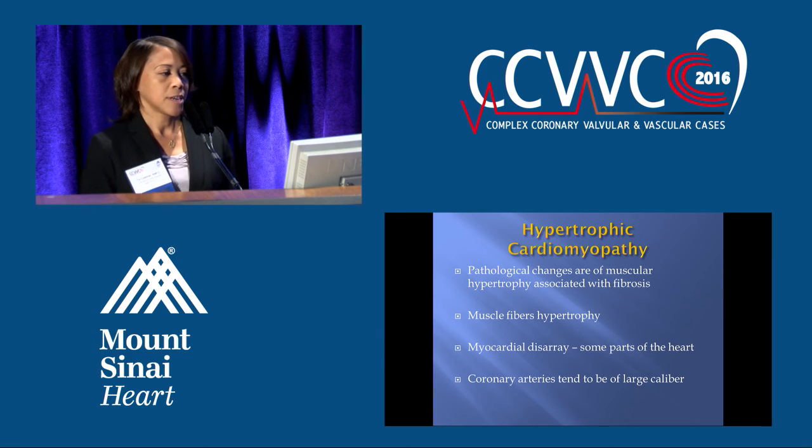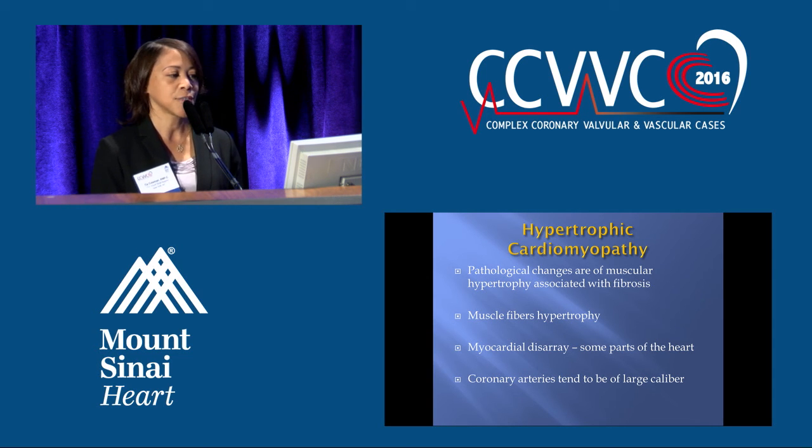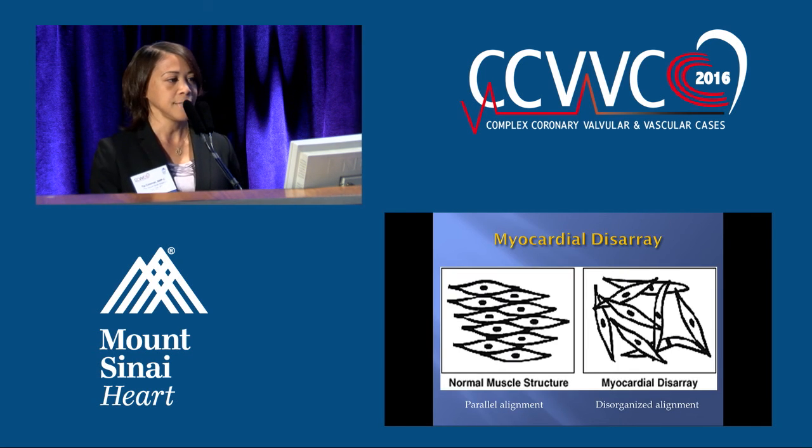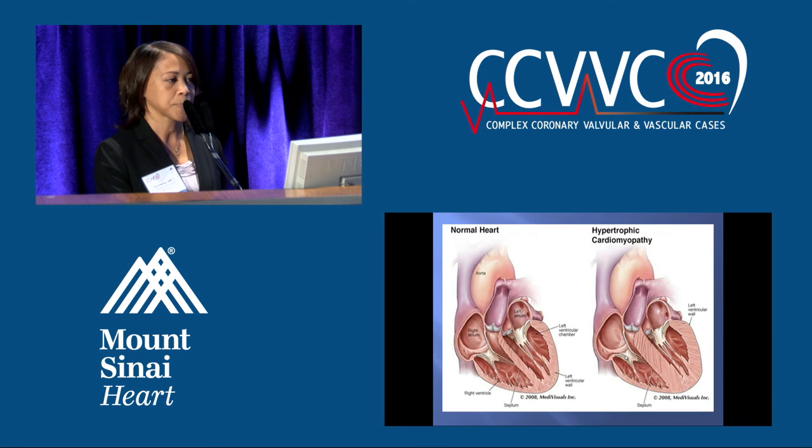So with hypertrophic cardiomyopathy, their pathological changes are muscular hypertrophy associated with fibrosis. The muscle fibers hypertrophy, there's muscular disarray in some parts of the heart, and the coronary arteries tend to be of larger caliber. Here we have an example of that. So on the left here, you have normal muscle structure. Everything is even and in alignment. And on the right, we have what we call the myocardial disarray. Everything is disorganized and just all over the place.